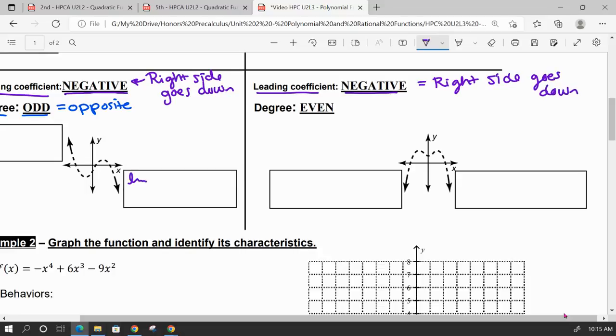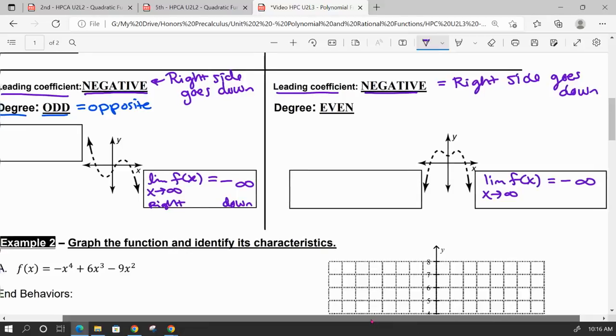So then the limit as x approaches positive infinity, so that's the right side of f of x, will be negative infinity. Again, this means the right side goes down, and that always happens when your leading coefficient is negative. So the limit as x approaches positive infinity of the function f of x equals negative infinity is how you write that limit for these polynomial functions.